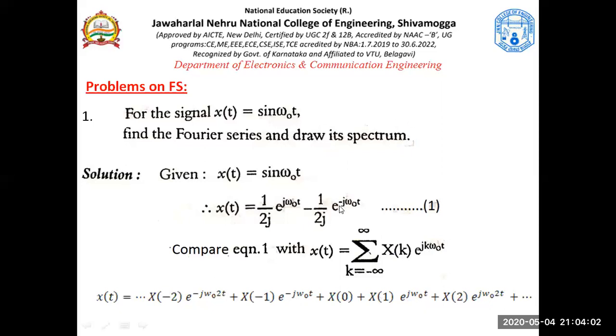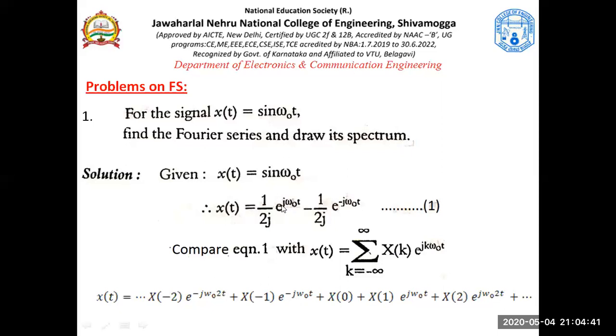Similarly, when do you find this e power minus j omega naught t? You'll find e power minus j omega naught t here when k is minus 1. So if k is minus 1, you have x of minus 1 here. What we have to do is identify the coefficients. So equation 1 can be called the Fourier series, and seeing this Fourier series, we need to extract the Fourier series components. Understand? So tell me, what is this now? 1 by 2j. What is k here? K is 1.